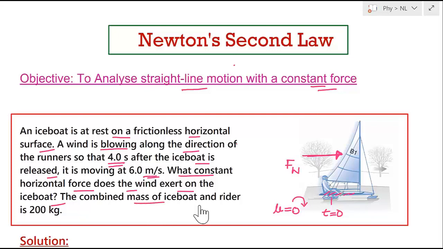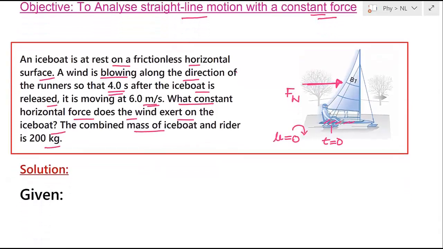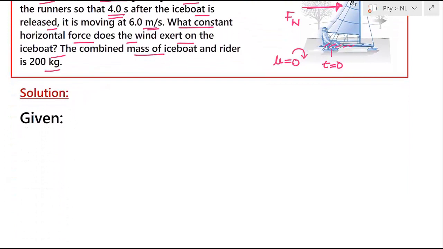The combined mass of the ice boat and the rider is given, and this is 200 kg. So mass is given of boat plus rider. So how will you solve this problem? First we have to see what are the things that are given.